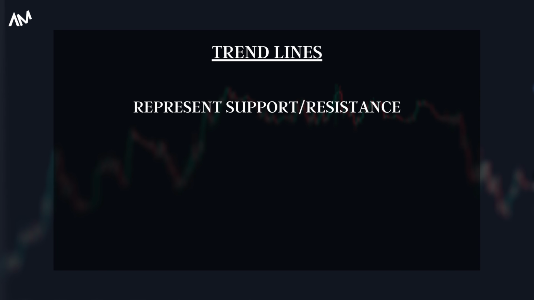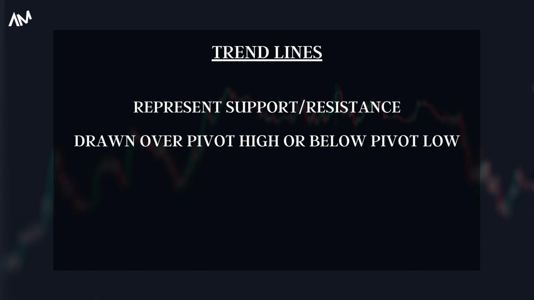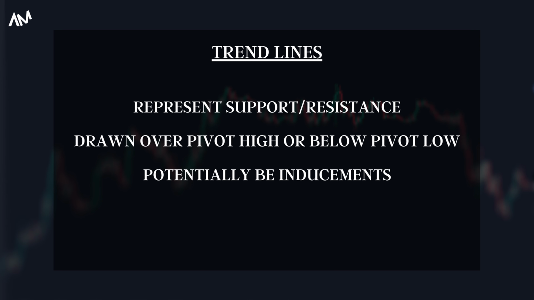Up next, trend lines are an essential technical tool utilized to represent support and resistance levels in a graphical manner. These lines are drawn over pivot highs or below pivot lows to indicate the prevailing direction of price. As a result, trend lines also have the ability to act as inducements, tempting traders to enter the market at specific price levels.